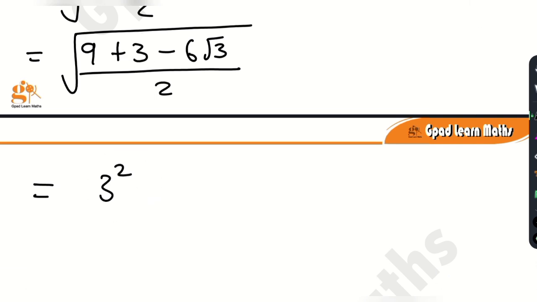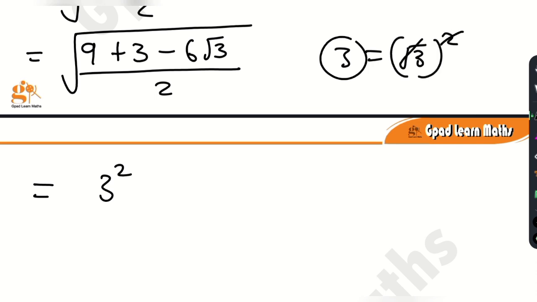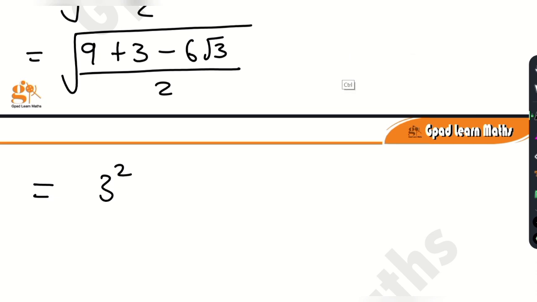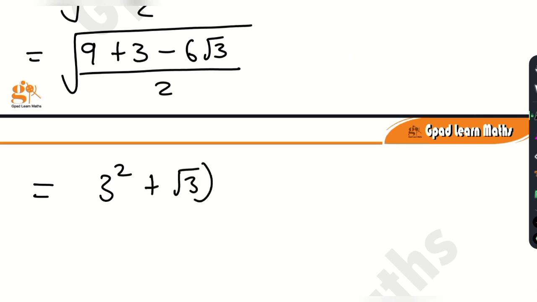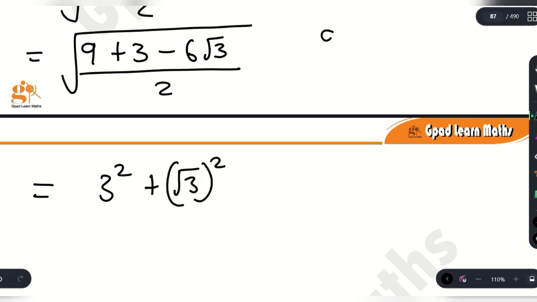How can I express it as a square of another number? Do you know that 3 is also equal to root 3 raised to power 2? Because this raised to power 2 will cancel the square root, and then you have 3. So let's express 3 as root 3 raised to the power of 2. So I'm going to write plus root 3 raised to the power of 2.